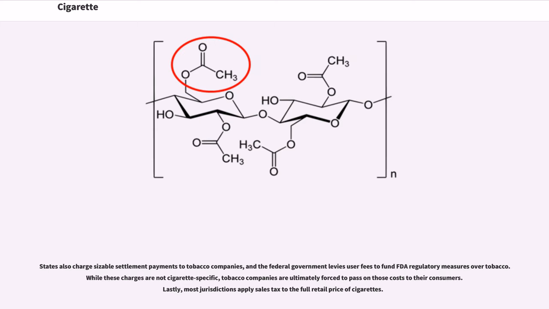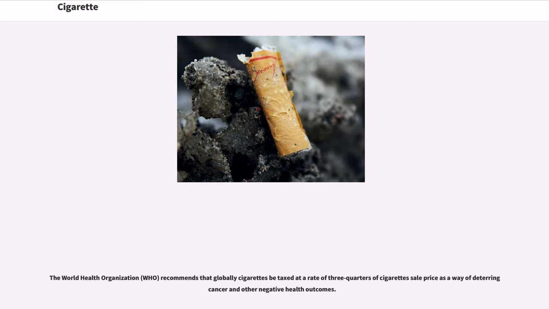States also charge sizable settlement payments to tobacco companies, and the federal government levies user fees to fund FDA regulatory measures over tobacco. While these charges are not cigarette-specific, tobacco companies are ultimately forced to pass on those costs to their consumers. Lastly, most jurisdictions apply sales tax to the full retail price of cigarettes. The World Health Organization recommends that globally cigarettes be taxed at a rate of 3/4 of cigarette sale price as a way of deterring cancer and other negative health outcomes.